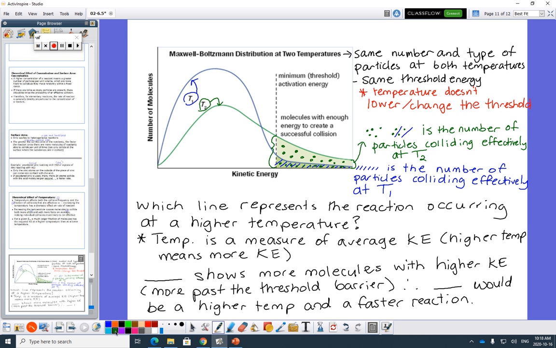So temperature 2 shows more molecules with higher kinetic energy, and there's more of them past the threshold barrier. That goes together. If you have more particles with higher kinetic energy, they're going to be moving faster and colliding faster, which means a faster reaction. So higher temperature, because more of them are moving faster, is going to mean a faster reaction.